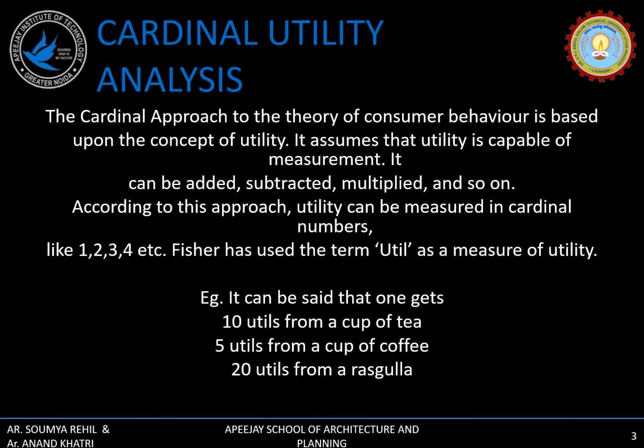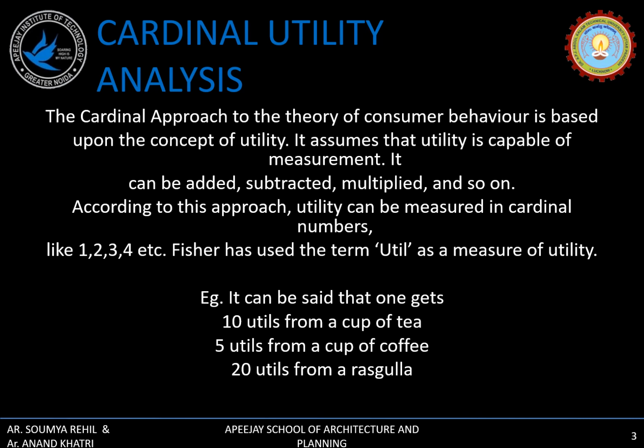Here, Fisher has used the term util as a measurement of utility, and he says that utility can be measured in cardinal numbers like 1, 2, 3, etc. Let's look at an example. It can be said that one gets 10 utils of satisfaction from a cup of tea. Maybe someone will be wanting a cup of tea. They are fond of tea, so they get 10 utils of satisfaction.